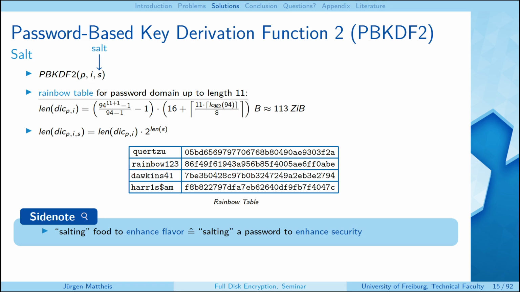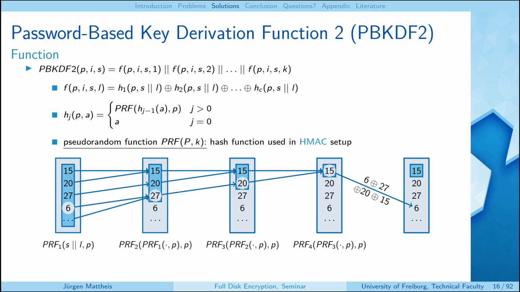Typically a salt is 16 bytes long. That's for information. And here you see a rainbow table, as an example. And then another thing, if you're interested why we call it salt, it's really like one would think. It originates from a culinary practice of salting food to enhance flavor, and analogously you can also salt a password to enhance security. And here we see how the password-based key generation function is defined.